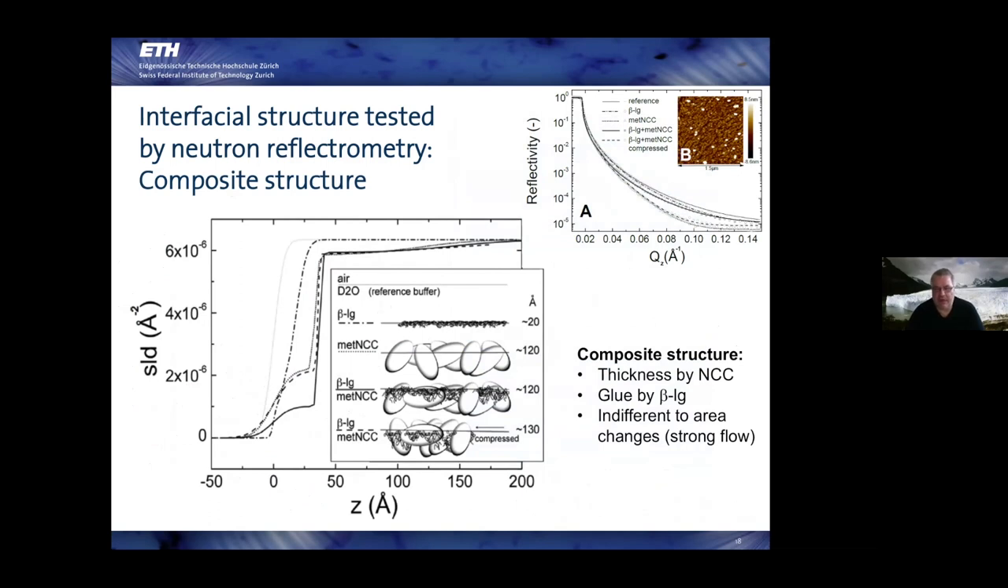In the next graph over here, we put together the experiments with the different ingredients that we have. Here we have the pure water-air interface, the beta-lactoglobulin layer, the pure methylated nanocrystalline cellulose, then with beta-lactoglobulin together, and in the final state, also the compressed one. Depending on the reflectivity curves, in the upper right, we again calculated the scattering length density and came up with a cartoon in the middle, where we have the beta-lactoglobulin layer about 20 angstroms, the methylated cellulose 120 to 150, and then the composite layer the same thickness. So we have an indication that the beta-lactoglobulin is the cement between the cellulose, and even by compressing, the structure does not really change too much.